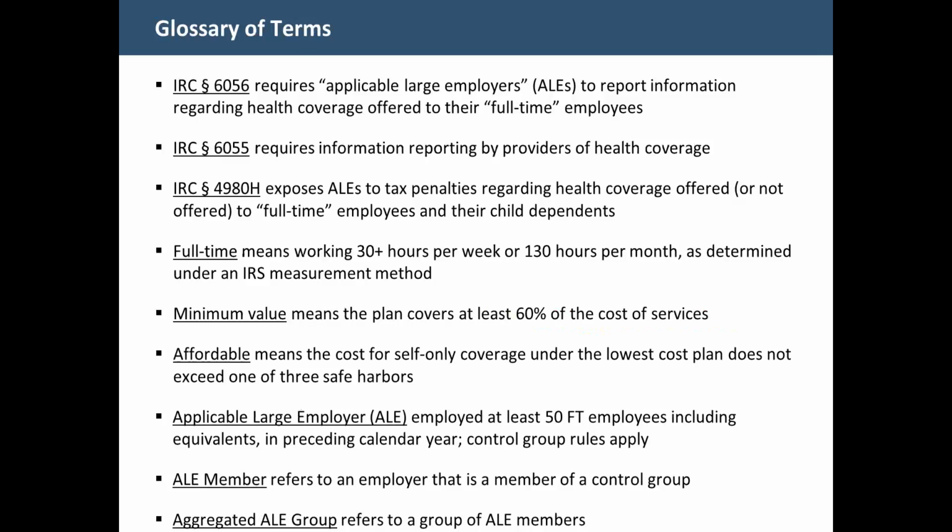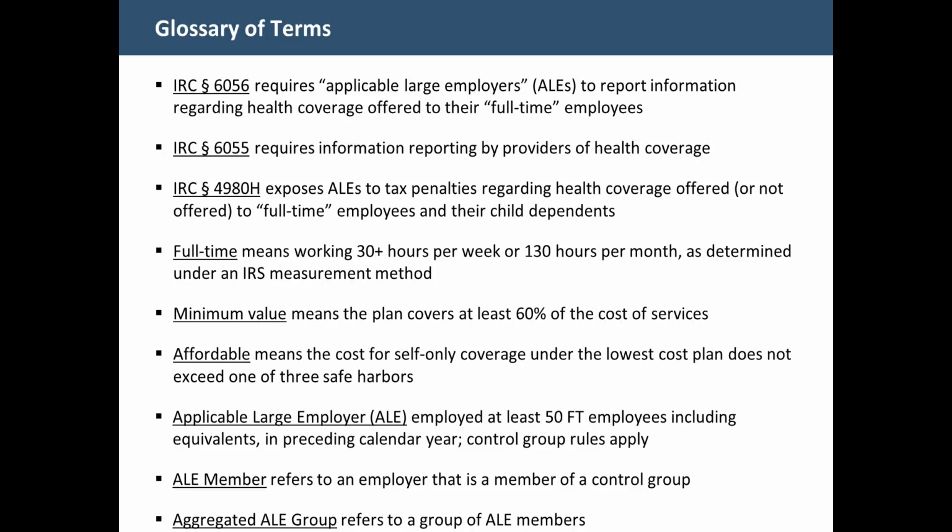There will likely be quite a few terms that I'm going to mention throughout this conversation. I just want to highlight a few of those for us. The first 3 bullets on this slide refer to 3 new sections of the Internal Revenue Code that were added by the Affordable Care Act: Section 6056, Section 6055, and Section 4980H. I'll talk about those in a little bit more detail in a few minutes here.